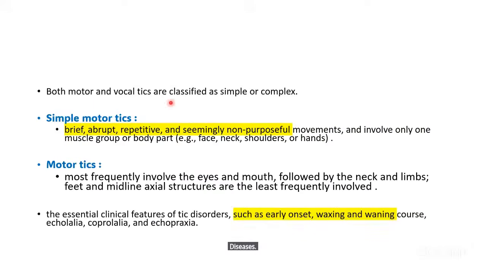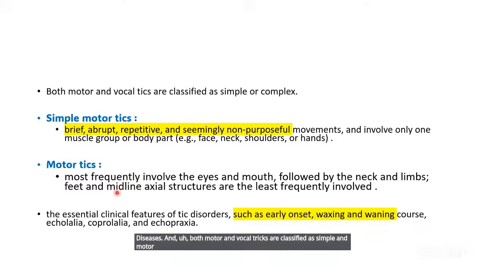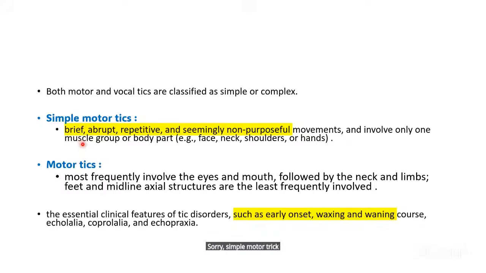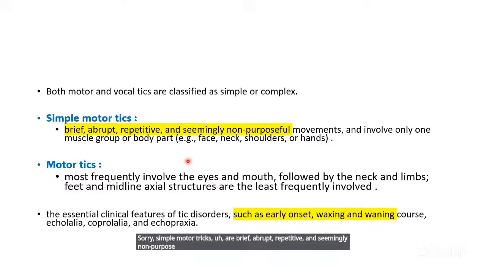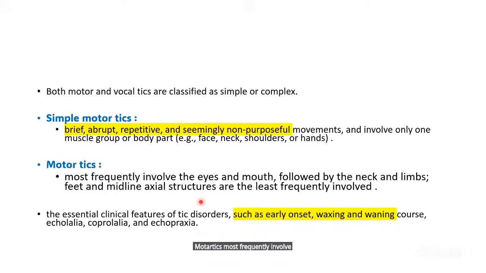And both motor and vocal tics are classified as simple and complex. Sorry, simple motor tics are brief, abrupt, repetitive, and seemingly non-purposeful movements, involving only one muscle group or any body part like face, neck, shoulder, or hands. Motor tics most frequently involve the eyes and mouth, followed by the neck and the limbs. Feet and midline axial structures are the least frequently involved.